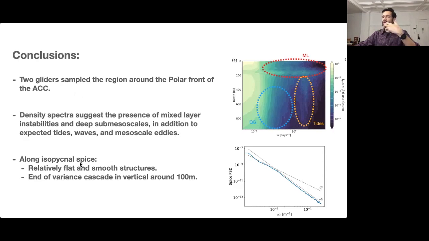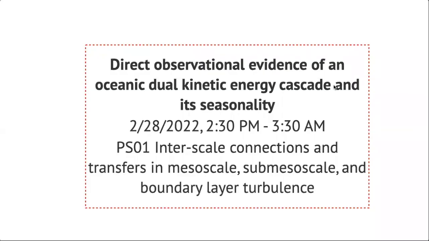Looking at along-isopycnal spice patterns, we saw that tracer filaments were flatter and smoother than what QG would predict, suggesting a more efficient cascade of variance to smaller scales due to flows that are not described by QG dynamics. Also, we see structures in the vertical that suggest that the variance cascade ends in the vertical at about 100 meters, indicating that the scales up to which processes like wave breaking or Kelvin-Helmholtz instabilities are active are about 100 meters.